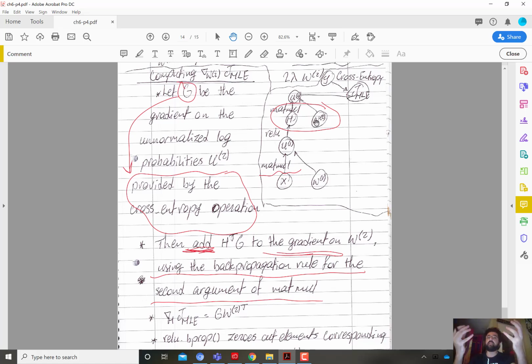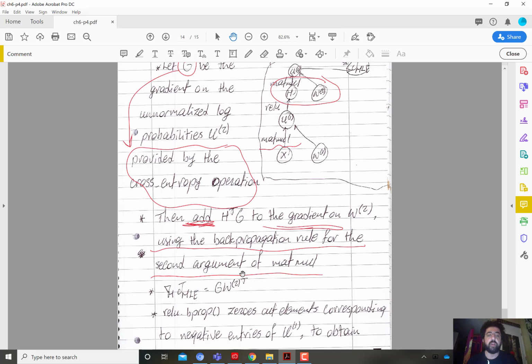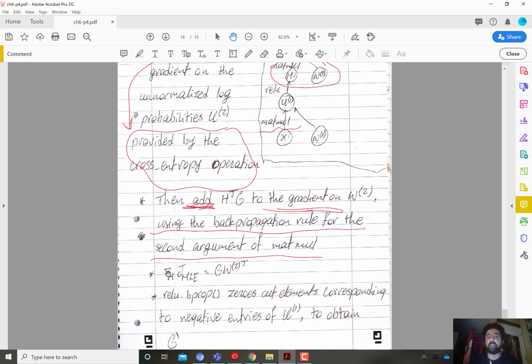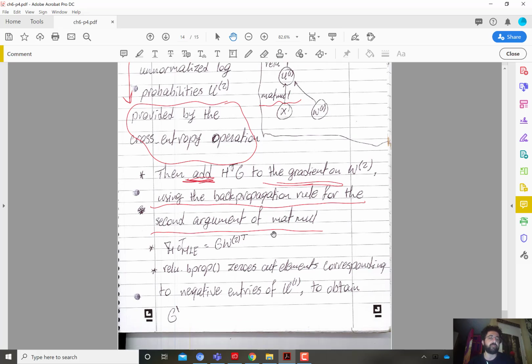Then we want to backpropagate that gradient so that we can compute it for earlier layers. So we want to compute it for W1 as well. The gradient of the cost with respect to H is G W2 transpose. How do we know that? This is using the backpropagation rule for the first argument of matrix multiplication.